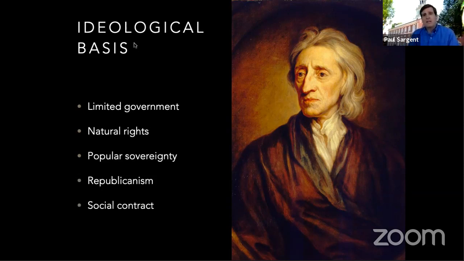And then the social contract. The idea that government is based on a contract between the people and the government, where the people are willing to give up some of their freedom in exchange for the government's protection and many other benefits of being part of a society under a strong government. So those are like the five big ideologies which run over this.